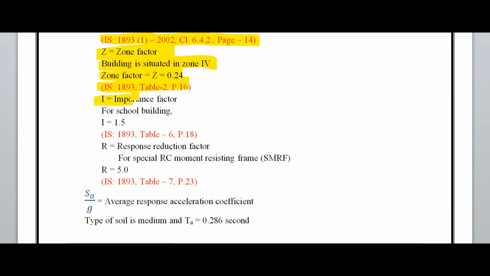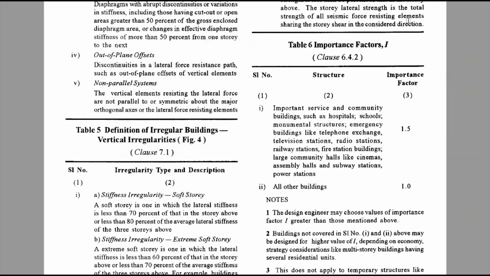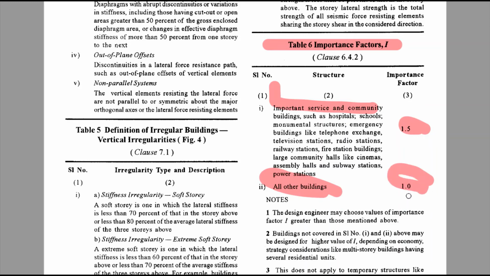Now we need the importance factor. The importance factor I for a school building is 1.5, from IS 1893 Table 6. You can see here the importance factor table. Important services and community buildings such as hospitals, schools and monuments, these types of buildings which are very important in any town, get an importance factor of 1.5. And for all other buildings, like residential buildings or park areas, the importance factor is 1. So we are going to design a school building, meaning an education building, so the importance factor is 1.5.